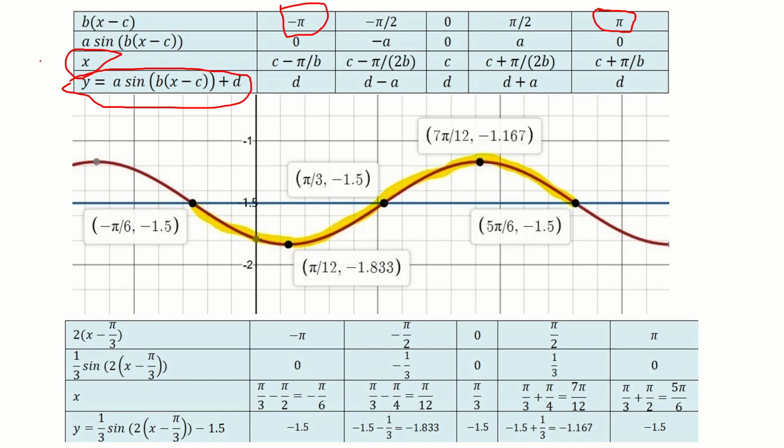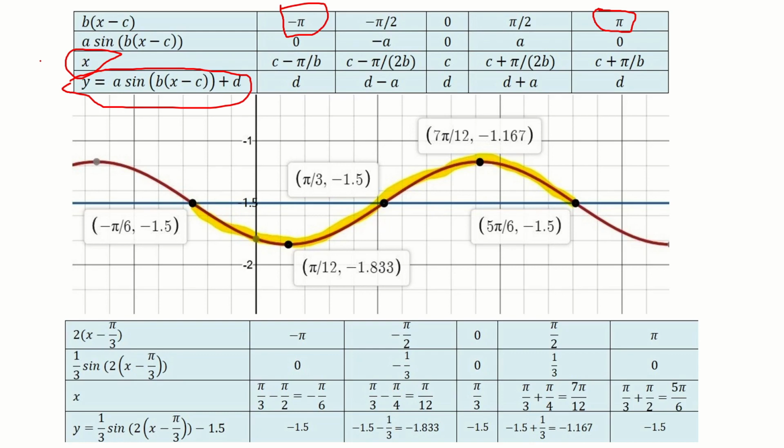Now, next you will have the x value, which would be pi divided by 3 minus pi divided by 2 equals negative pi divided by 6. And next you'll have pi divided by 12, pi divided by 3, 7 pi divided by 12, and 5 pi divided by 6. Now, once more, you will be having a relatively consistent value here, the y value.